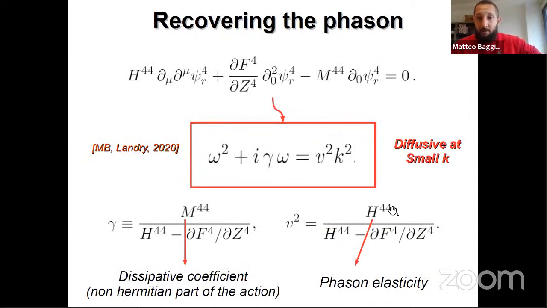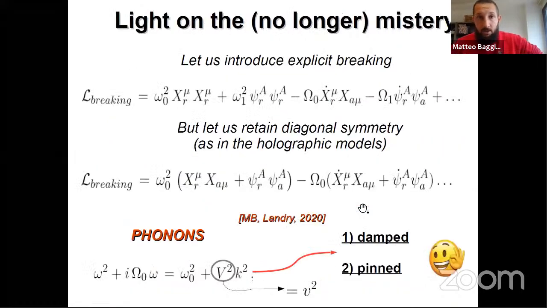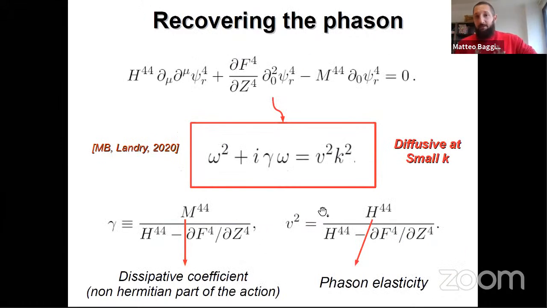This other term is proportional to what is usually called the phason elastic modulus, which is nothing else than basically a standard term in the action. So basically, this is something very funny. What happens is that in systems which are non-Hermitian, you can have modes which, even if they are a symmetry of the system, contain terms which look like a damping. So this damping term does not come from an explicit symmetry breaking.